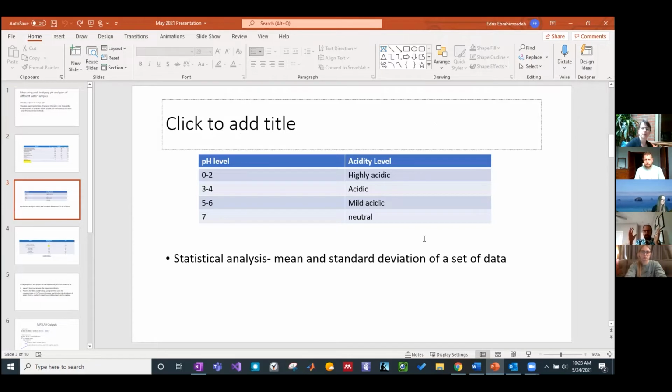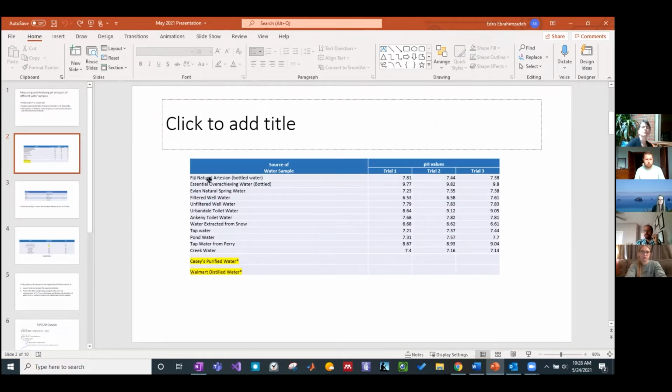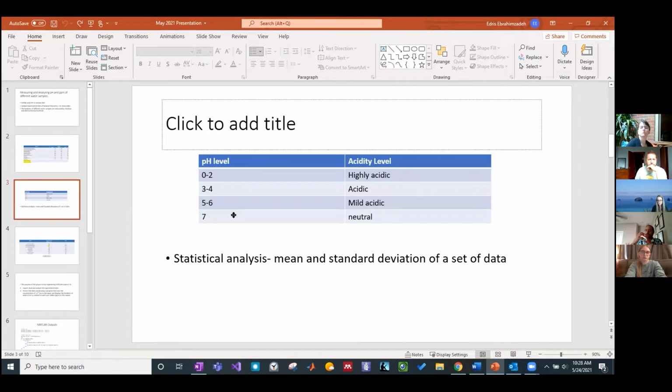The program that they have is asking the user to type the source of water. I think we have 100 sources of water. It just asks the user, what is the source of water? Let's say it's, let's say, Urbandale toilet water. So they will learn what will be.